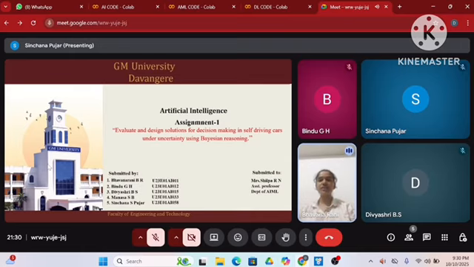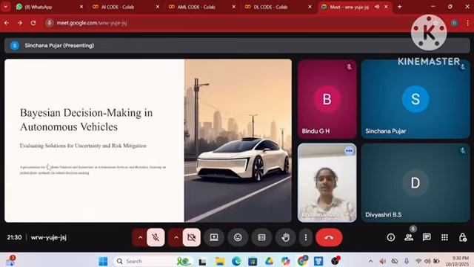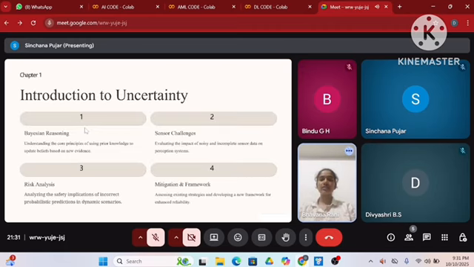The topic is evaluating and designing solutions for decision making in self-driving cars under uncertainties using Bayesian reasoning. Bayesian decision making in autonomous vehicles: evaluating solutions for uncertainty and risk mitigation, for graduate students and instructors in autonomous systems and robotics, focusing on probabilistic methods for robust decision making.